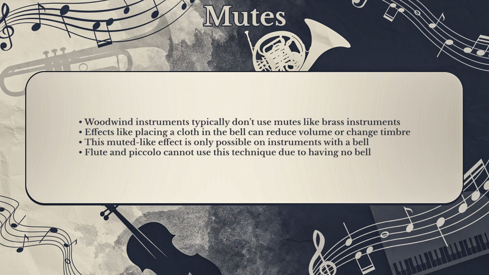Unlike brass instruments, woodwinds do not commonly use mutes. However, certain effects such as placing a cloth or handkerchief into the bell can reduce the volume or alter the timbre to create a muted-like sound. This technique is not possible on instruments without a bell, such as the flute or piccolo.